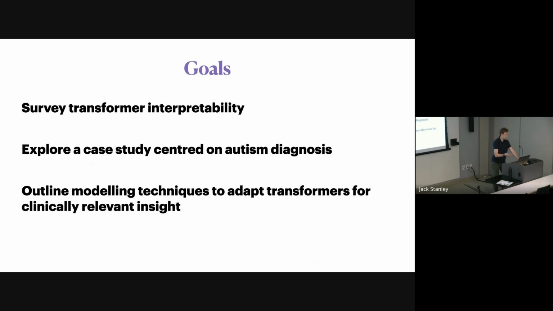So really, I want to divide this talk into 3 sections. The first one is more of a general overview of some ways of thinking about transformer interpretability that motivated some of our early analyses. Then I'm going to outline in more detail the specific case study that's centered on autism diagnosis. And then finally, get into much more detail on the modeling techniques that we use to adapt these transformers for more clinically relevant insight.